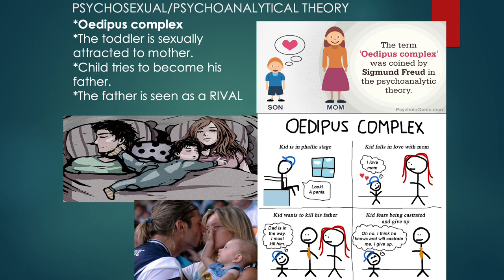So sabi dito in the Oedipus complex, the kids in the phallic stage says, "Look, there's a penis. I have a penis." And then the kid falls in love with the mom. And then the kid wants to kill his father because father is in the way. I must kill him para masulo ko yung nanay ko. And then the father starts to assert na mas malakas siya kesa sa bata.